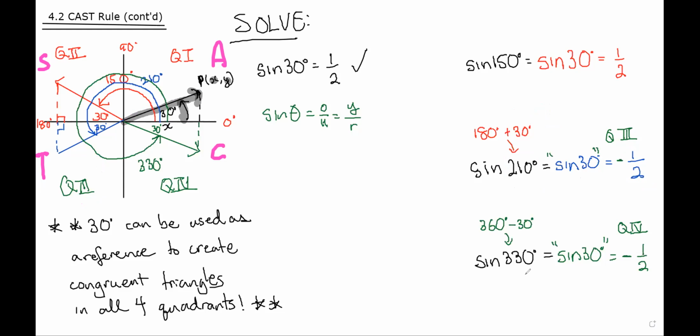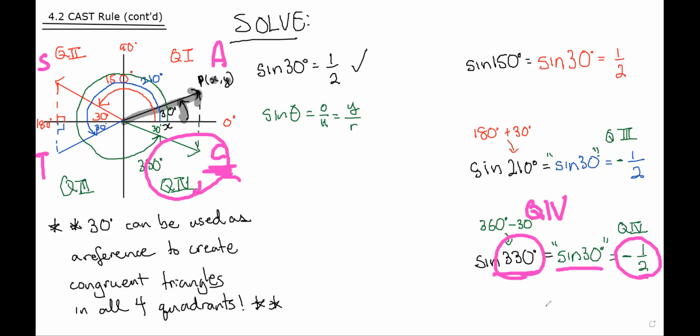Lastly, an angle of 330 tells me I'm in quadrant 4. So I'm going to take a look at my Cartesian coordinate. Quadrant 4 tells me only the cosine value is positive. So my sine 330, which is supposed to be equal to sine 30, has to be a negative value. This is CAST. Again, this might be a little confusing. So let's try some questions.